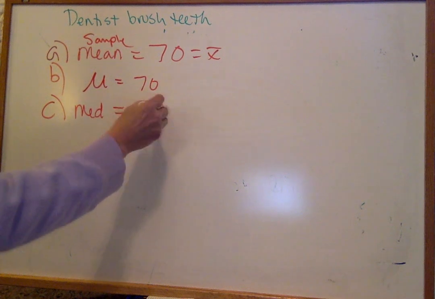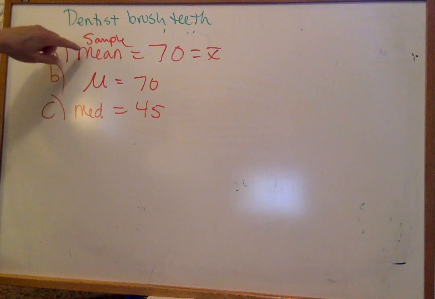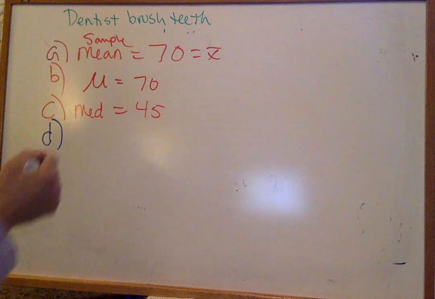And as soon as we look at the mean is 70 and the median is 45, when we're talking about brushing teeth times, 70 is considerably bigger than 45. So that is what D is trying to get at. Which one is better and why?